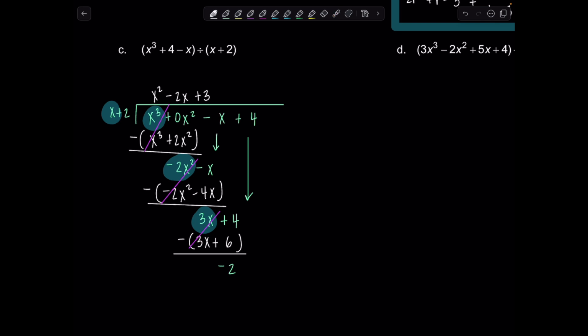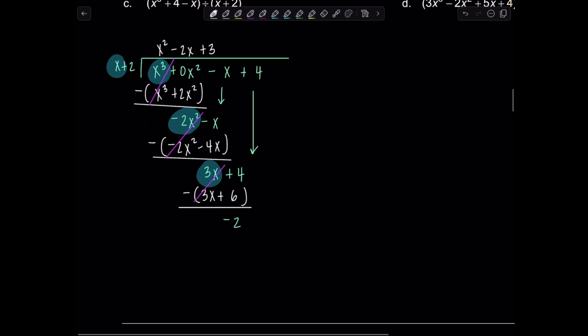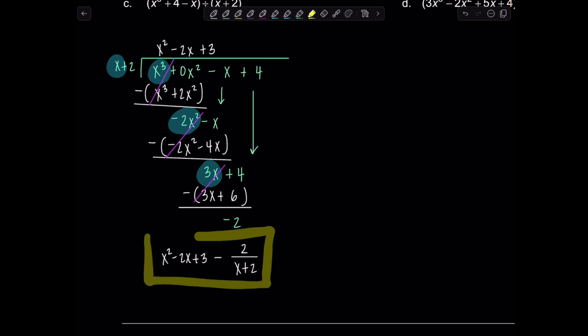That's my remainder. So you should write your final answer as quotient, x squared minus 2x plus 3, plus remainder divided by divisor. So since it's a negative 2, I'm going to put minus 2 over x plus 2. How's that? Good. Let's box it. Beautiful. What a lovely little answer.